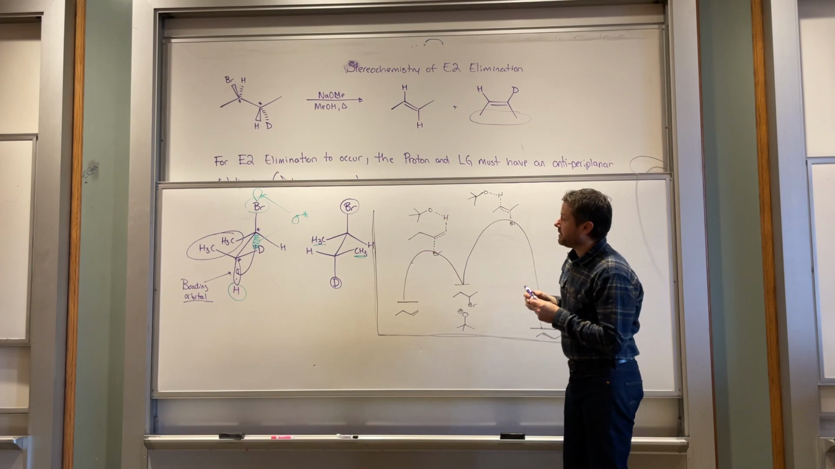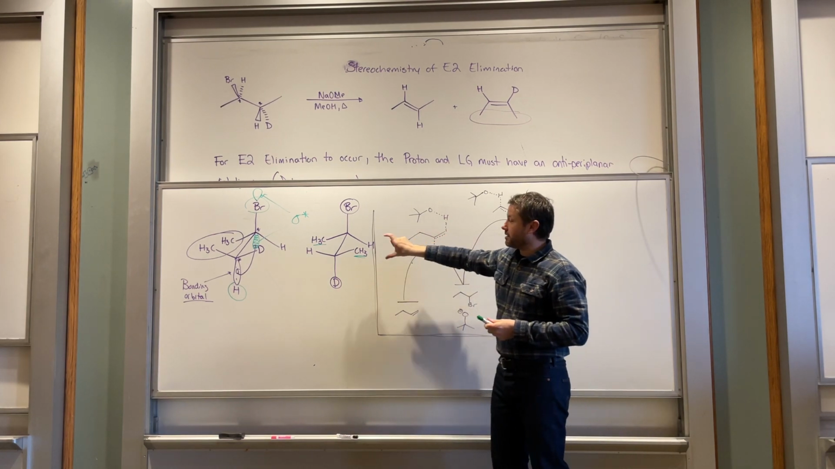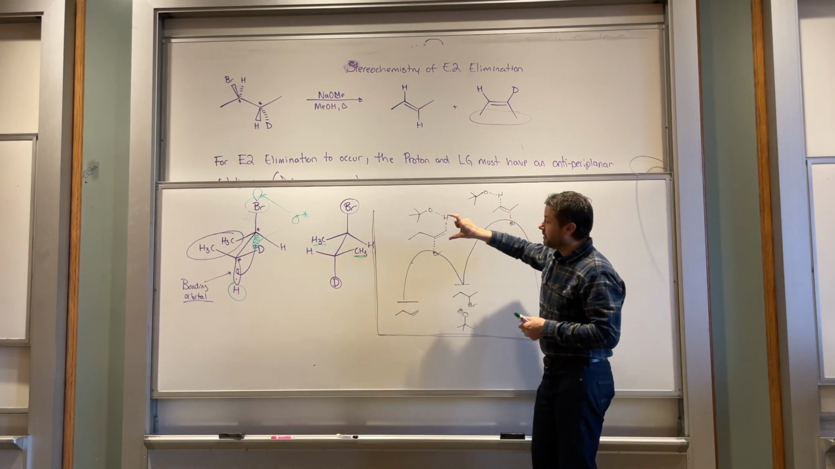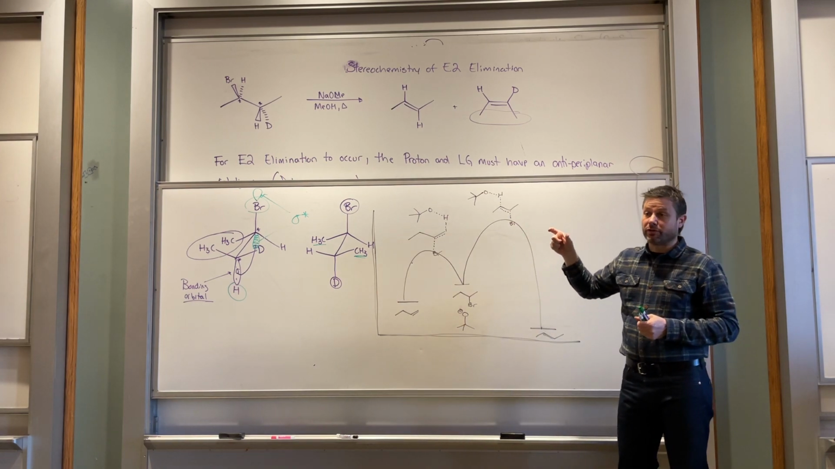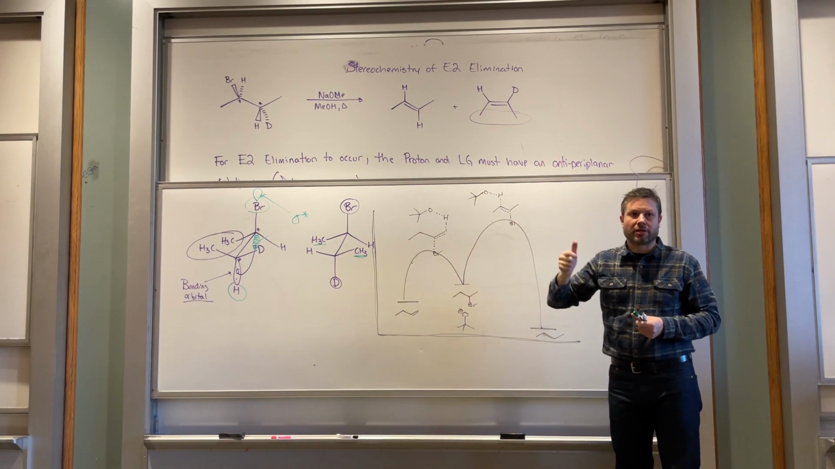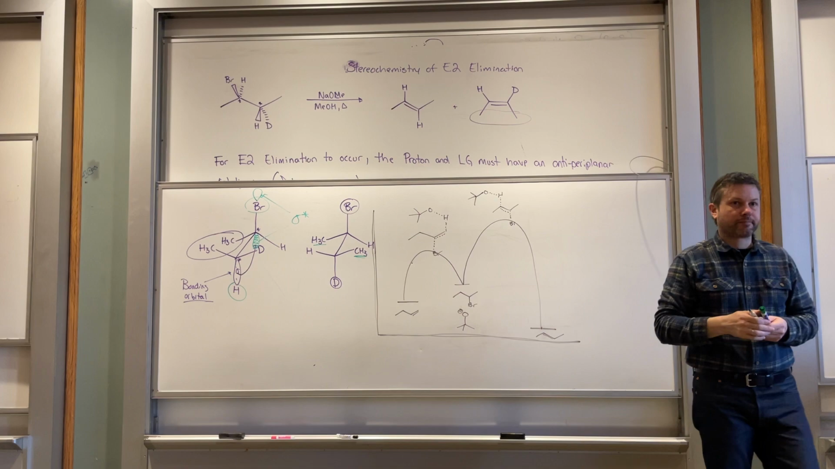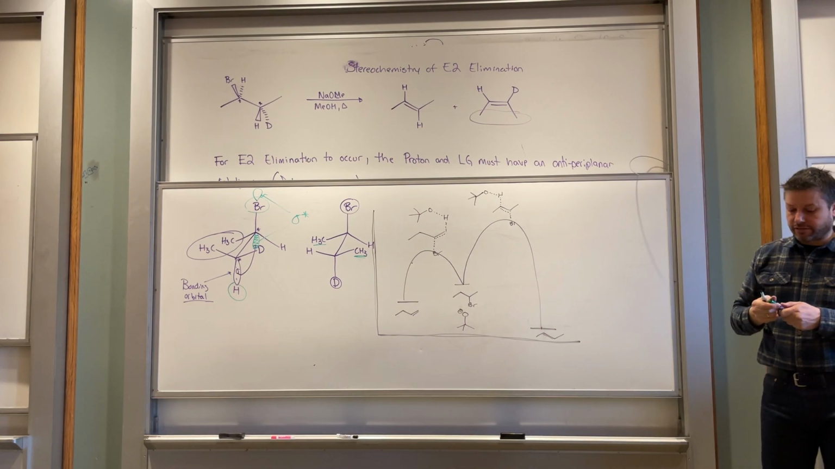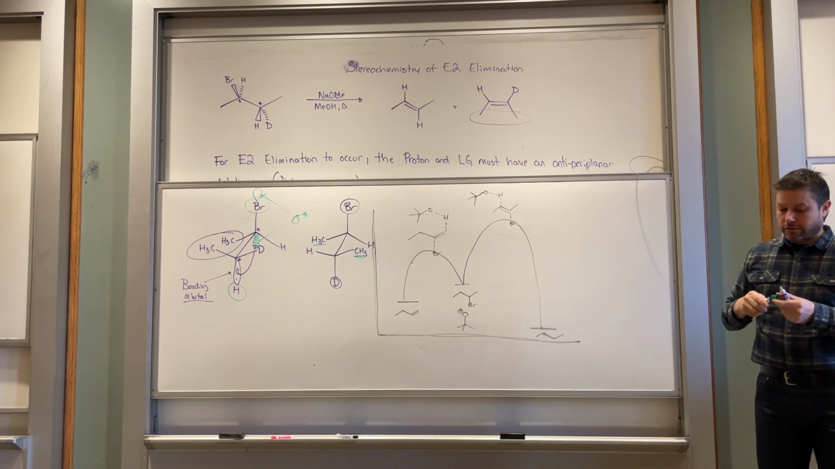So if we can get the molecule in the right conformation to understand how it's undergoing E2 elimination, it's really easy to rationalize what the product is going to be, cis versus trans. Any questions about this?